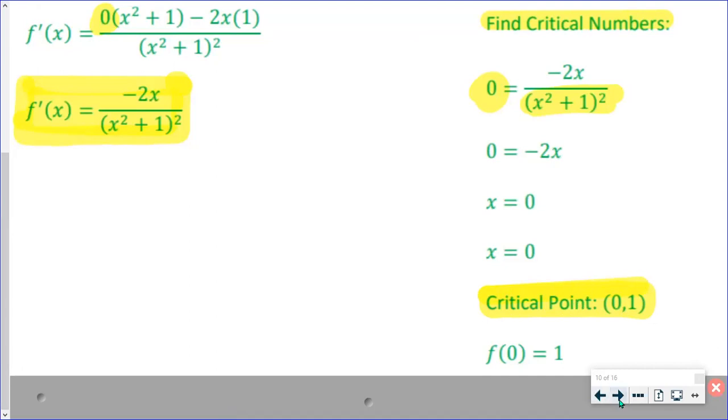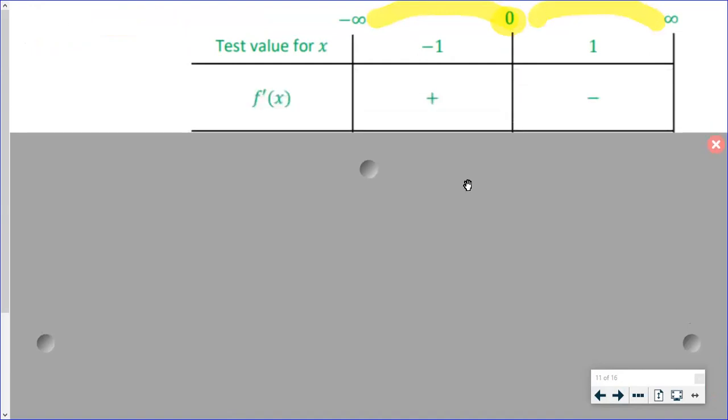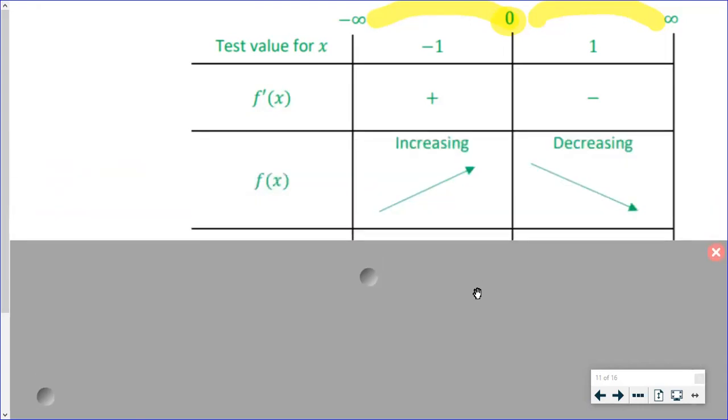So I would take that critical point, (0, 1). I have negative infinity on the left-hand side, positive infinity on the right-hand side, and only 2 test intervals, so 2 test numbers. When I plug those test numbers into the first derivative, you're going to figure out that the positive first derivative indicates that between negative infinity and 0, the original function has an increasing interval, and between 0 and positive infinity, it will be decreasing.